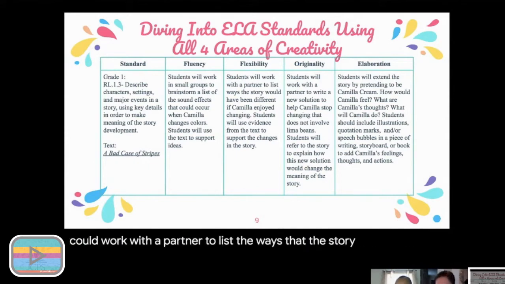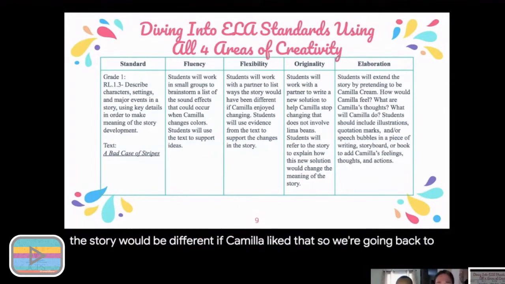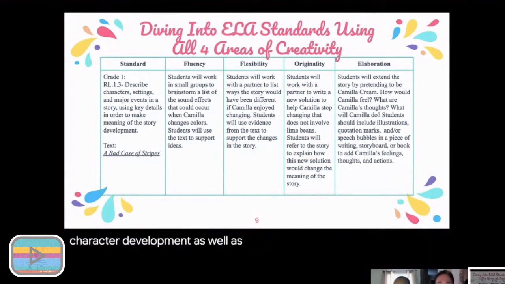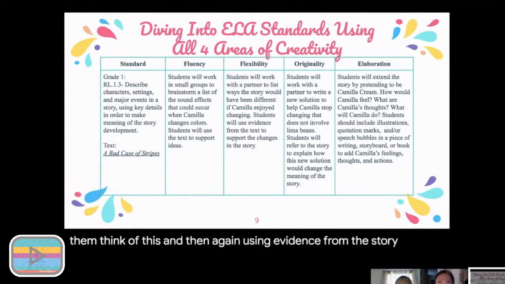that the story could have been different if Camilla had enjoyed changing colors. So in the story, it's very concerning to Camilla that she's changing colors and she wants to find a way to make it stop. So can students think flexibly and thinking about how the story would be different if Camilla liked that? So we're going back to character development as well as the key details in the story to help them think of this. And then again, using evidence from the story to support their changes.